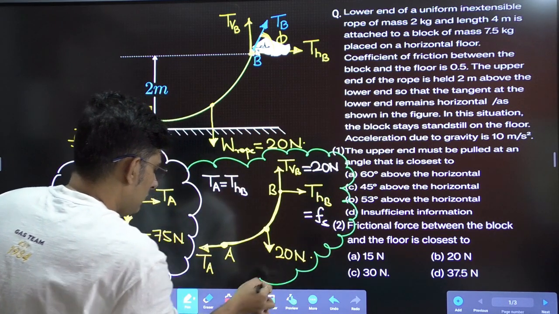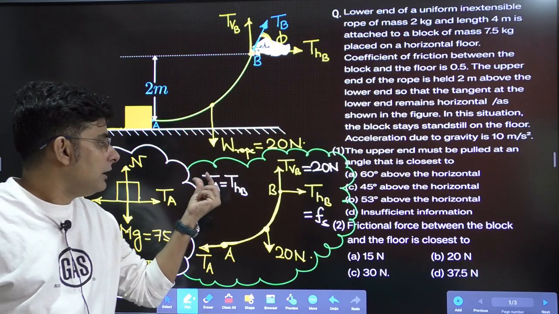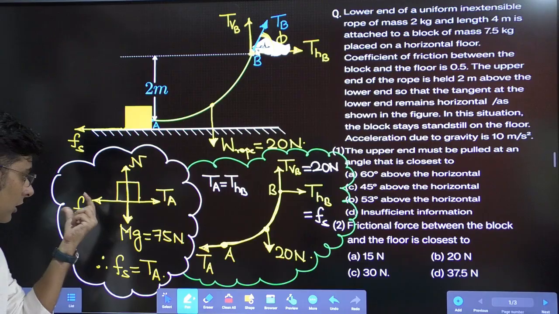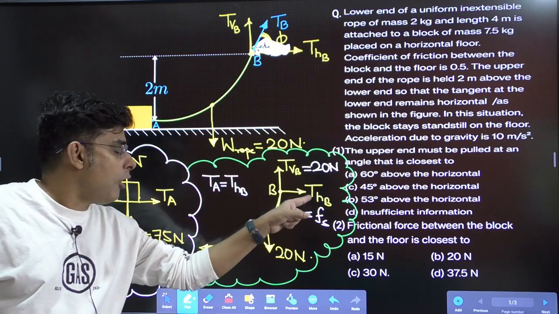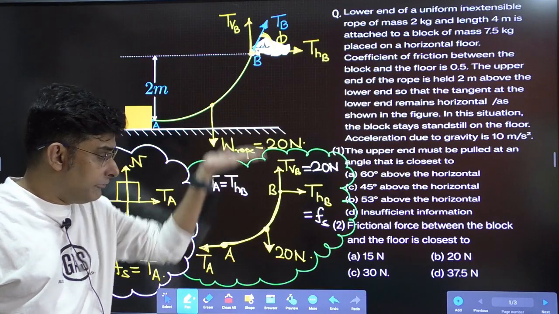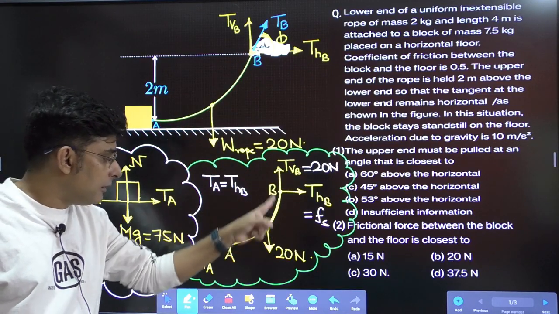What are the expressions we are taking? The tension at point A will be equal to the static friction on the block, and tension at point A is also equal to the horizontal component of tension at point B, because the rope is also in equilibrium, and vertically the tension at the highest point B will be balancing the weight of the rope, which is 20.